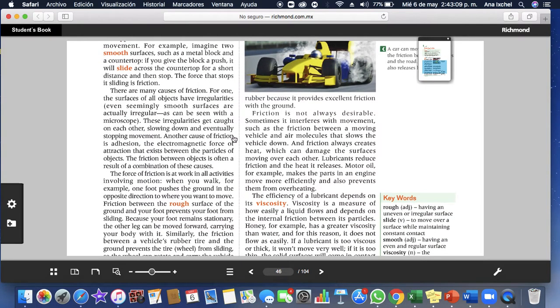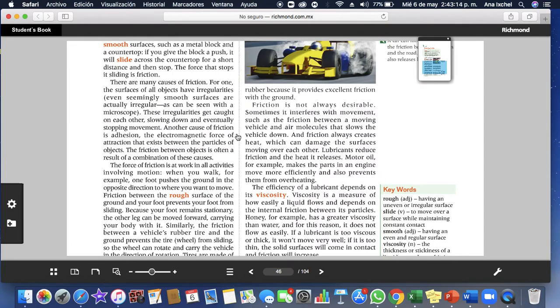There are many causes of friction. For one, the surfaces of all objects have irregularities. Even semi-smooth surfaces are actually irregular, as can be seen with a microscope. These irregularities get caught on each other, slowing down and eventually stopping movement. Another cause of friction is the adhesion, the electromagnetic force of attraction that exists between the particles of objects. The friction between objects is often a result of a combination of these causes.